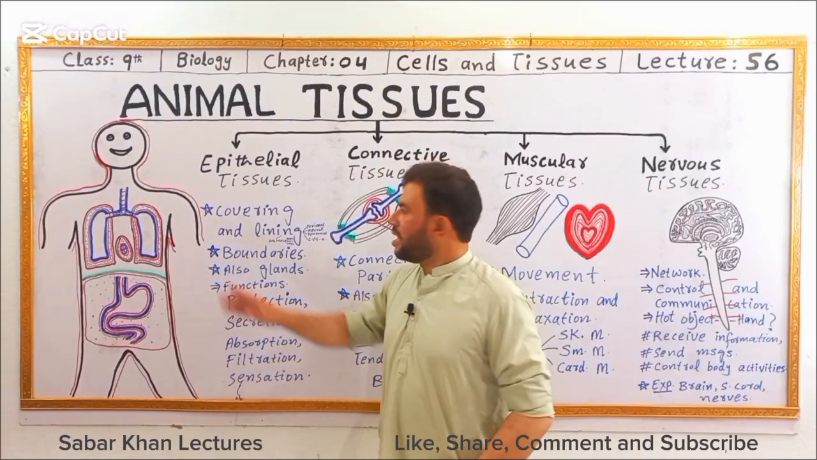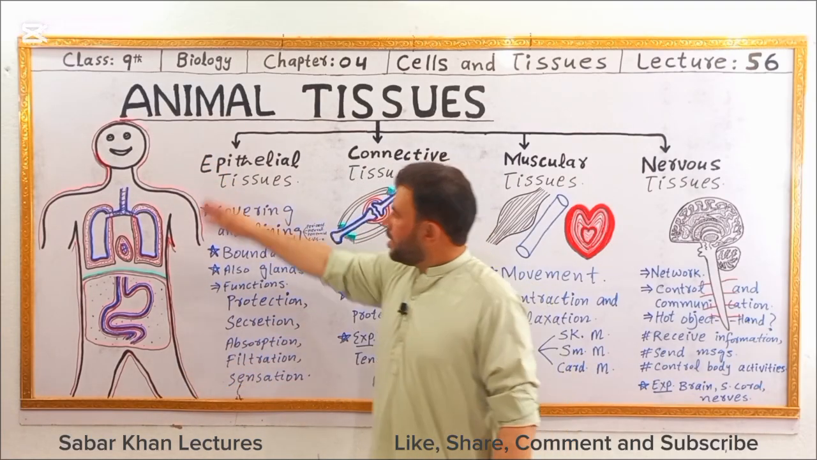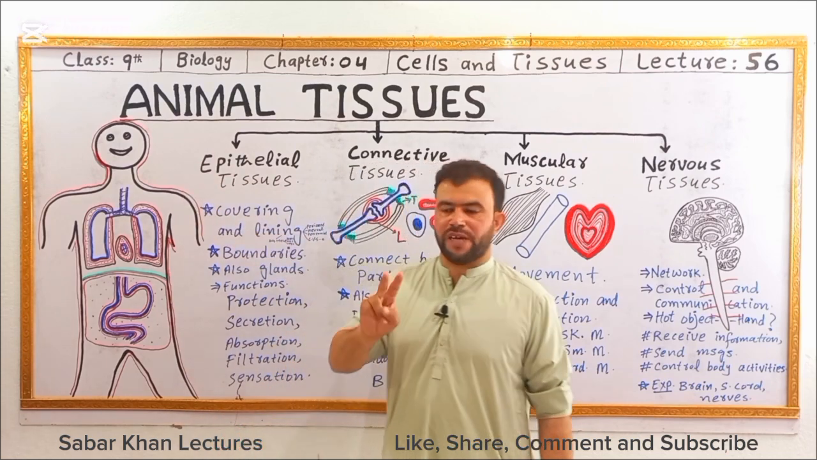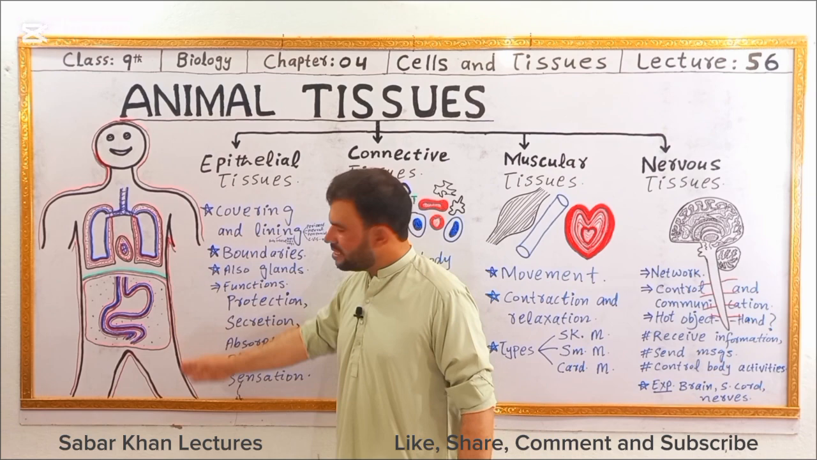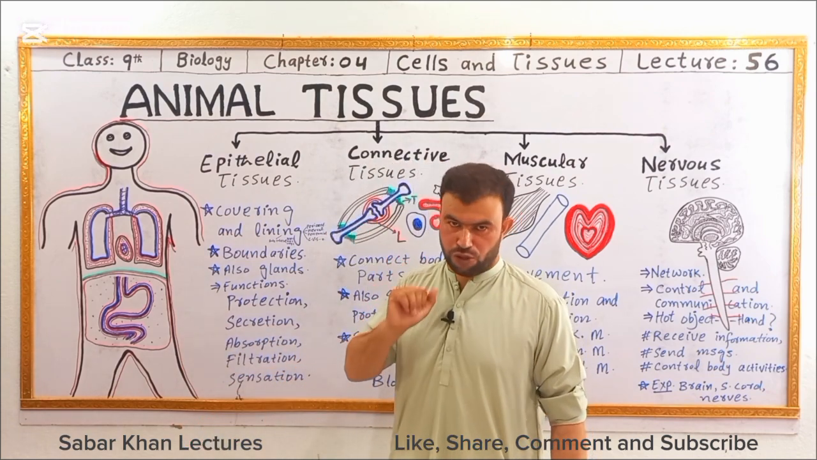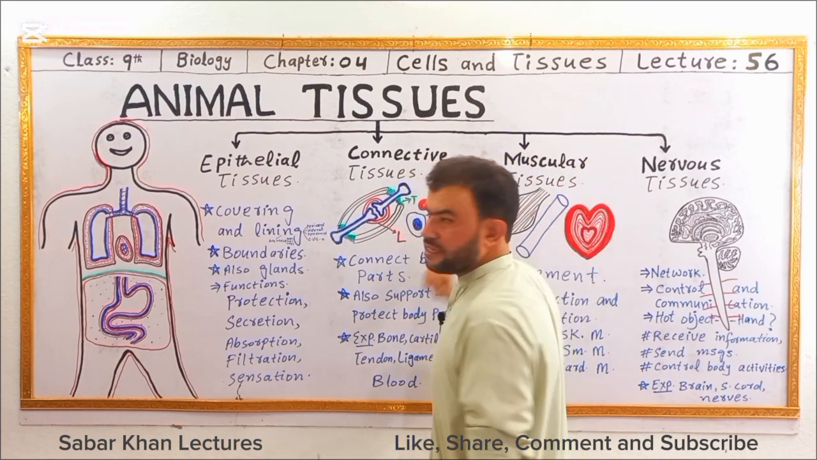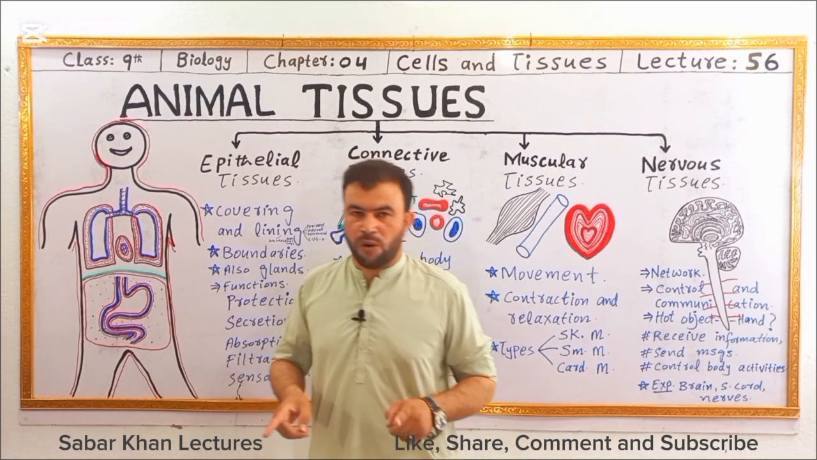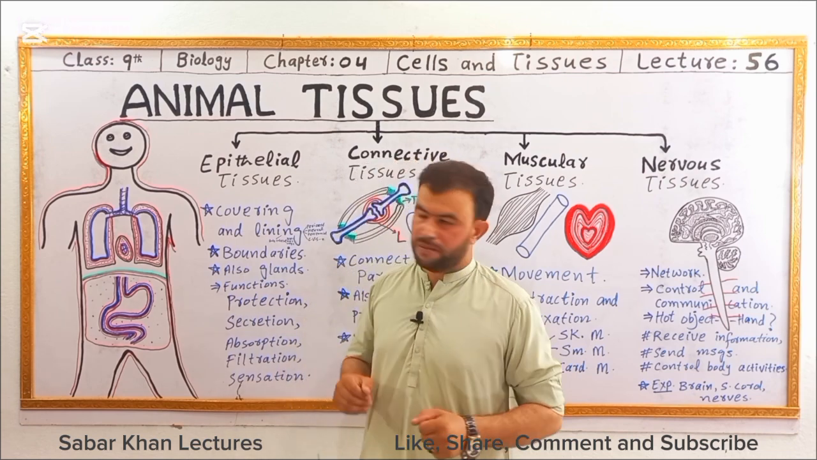Do you know that our body is composed of 37 trillion cells? Those 37 trillion cells are grouped into 200 different types of cells, and those 200 different types of cells are grouped into 4 different types of tissues: epithelial tissues, connective tissues, muscular tissues, and nervous tissues. So tissue is a group of similar cells that perform a common function.